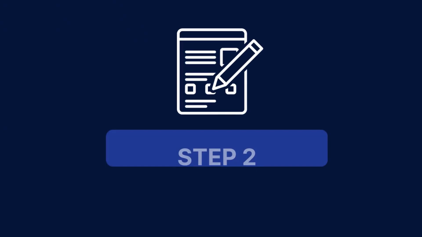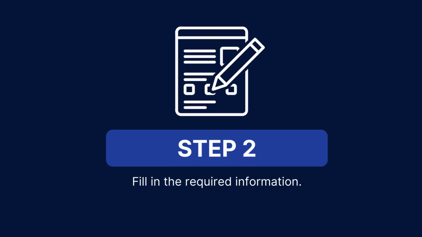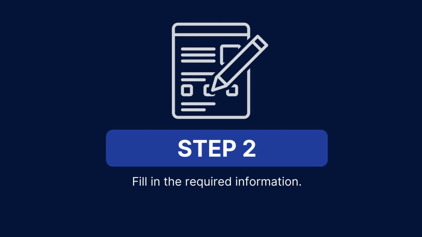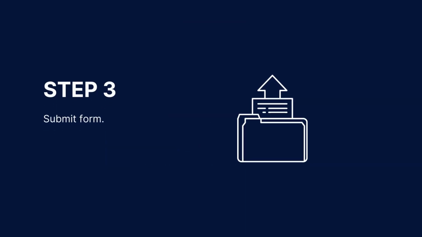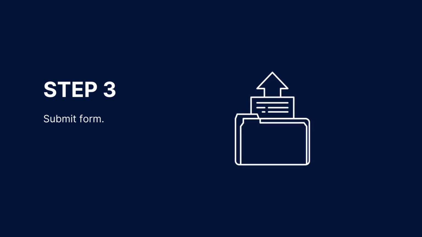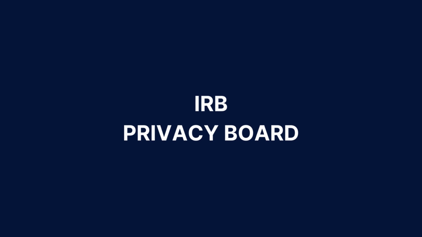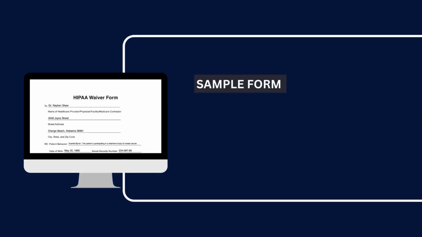Fill in the required information. You must then complete the necessary information, including details about the person or entity authorized to disclose this information. After completing, the form must be submitted to the concerned authority, such as an institutional review board or a privacy board, for approval. Here is a sample of our HIPAA waiver form, which you can find on our Carepatron platform.